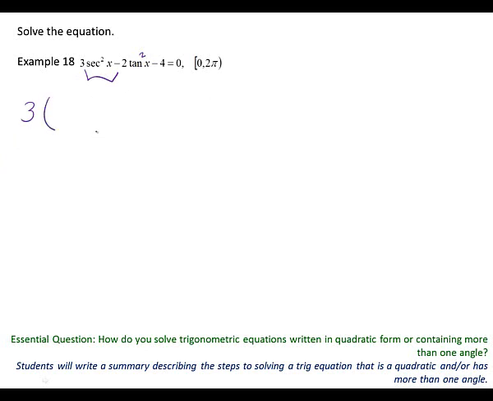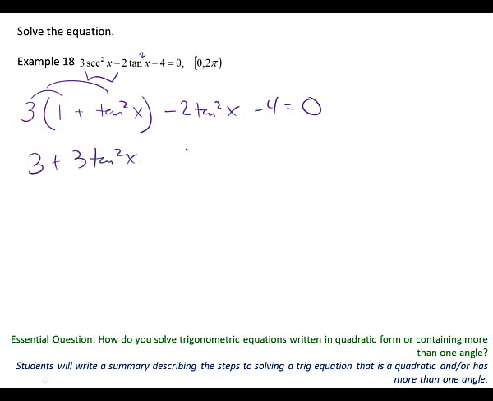So what do we replace secant squared with? Good. And remember, where do we find that information in the room? On the windows, right? So you get to look at the windows for that. Minus 2 tangent squared x minus 4 equals 0. All right, what do you think we're going to do now? Good, we're going to distribute. So 3 plus 3 tangent squared x minus 2 tangent squared x minus 4 equals 0.